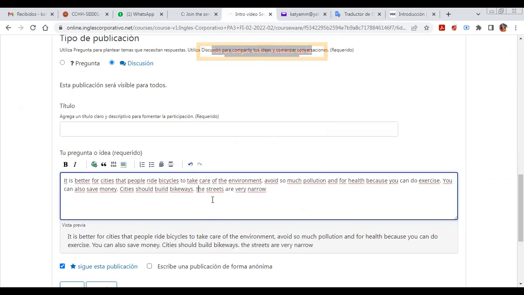But in Santa Ana, here in Chachuapa, there are no bikeways. But the authority should build some of them, I think.